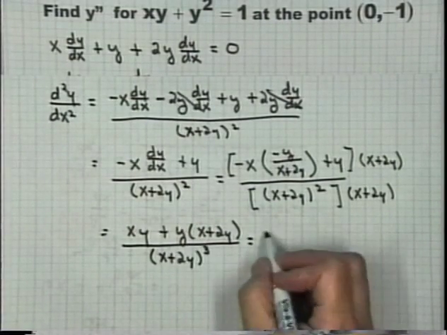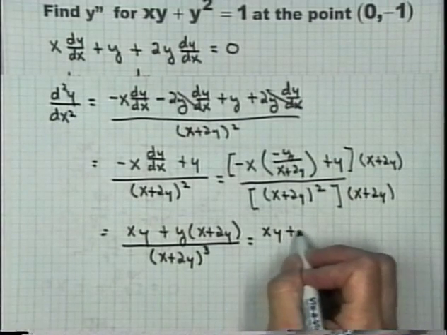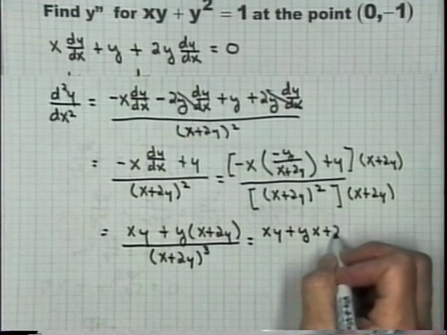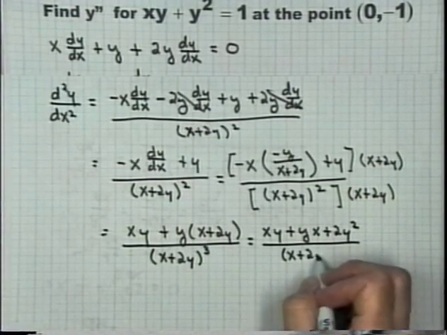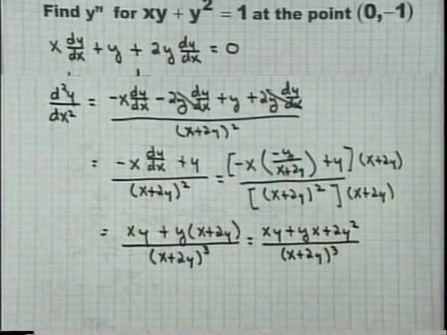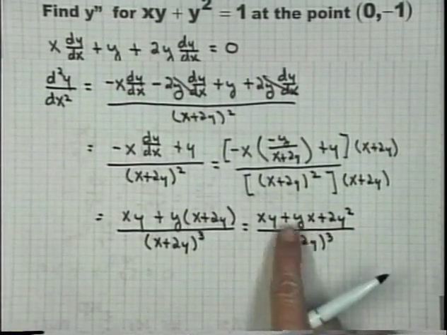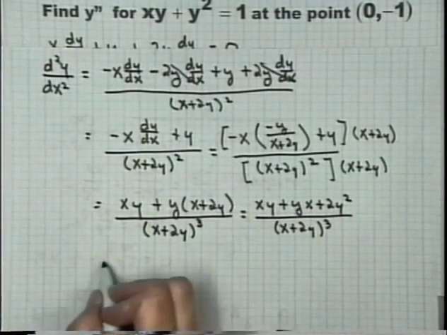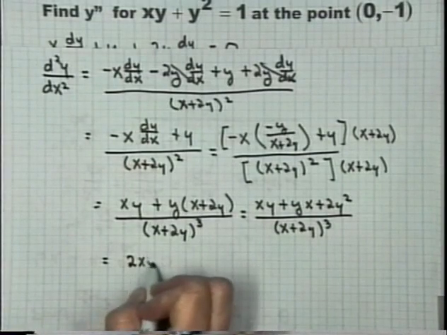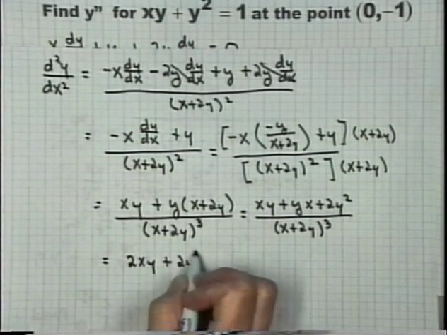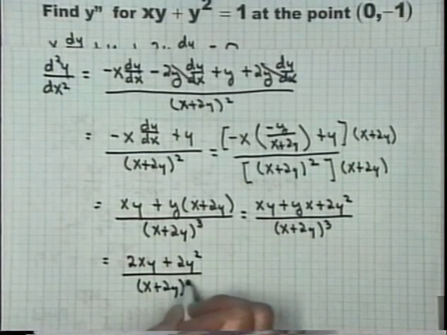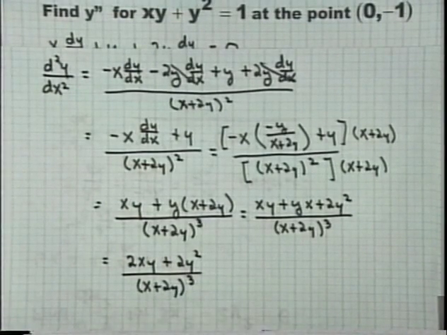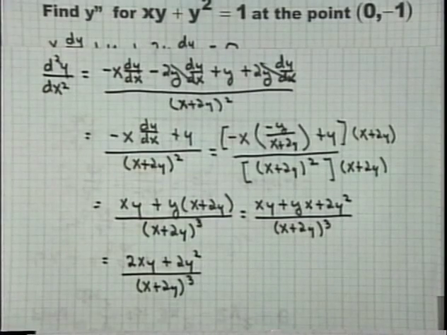Notice here, if I distribute my y, I have xy plus yx plus 2y squared over x plus 2y quantity cubed. These are really the same term, aren't they? xy and yx is the same thing, so I'm going to go ahead and combine those. I have 2xy plus 2y squared over x plus 2y quantity cubed. Now I'm going to stop at that point as far as simplifying. That's a good form if I just want that second derivative.